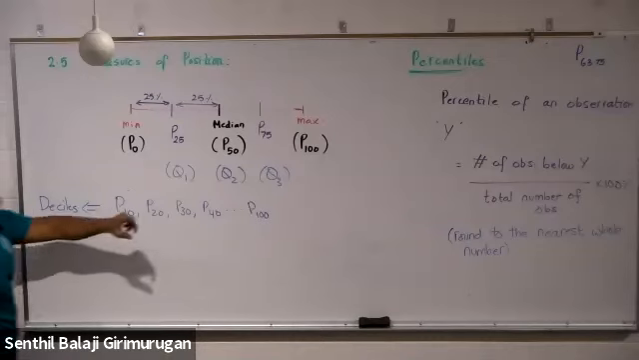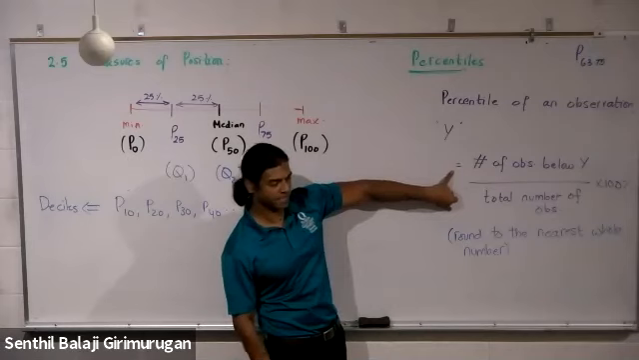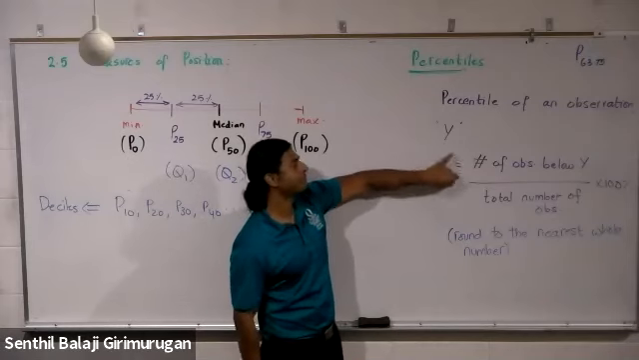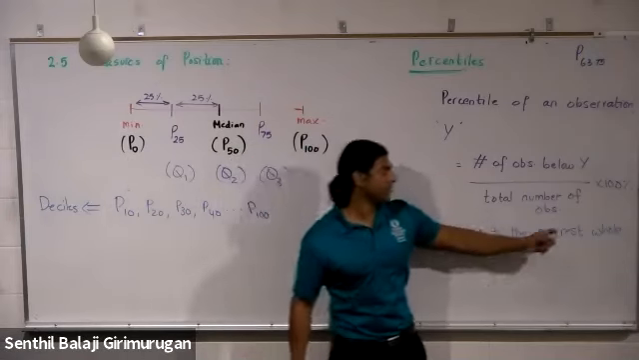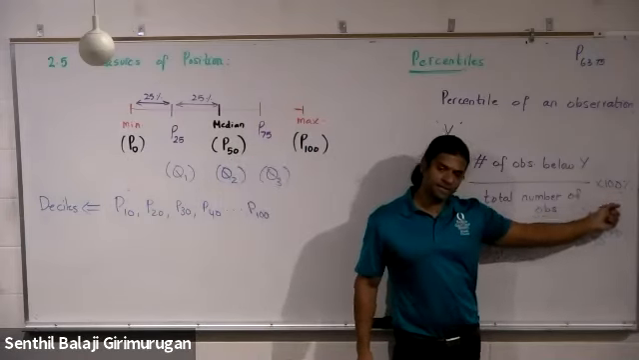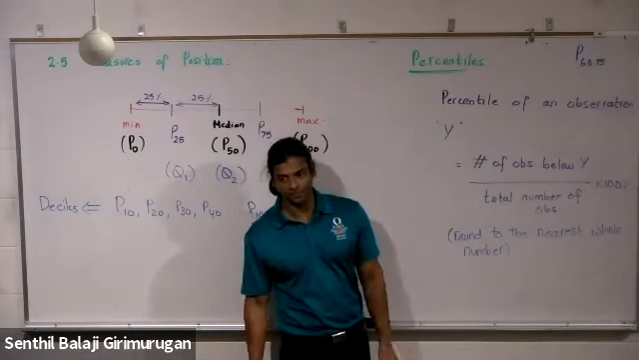So any questions on the formula? We'll do an example if it makes sense. Number of observations, you just have to count below y divided by the total number of observations. We multiply by 100 to get it as a percent, rounded to the nearest full number. Good.